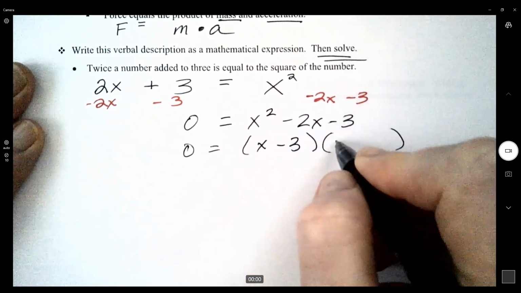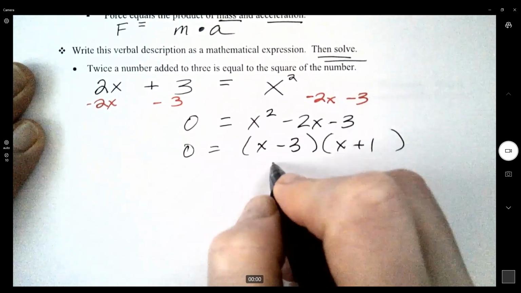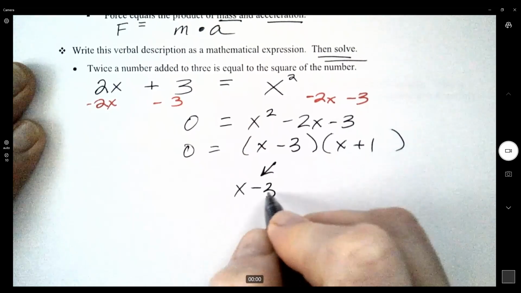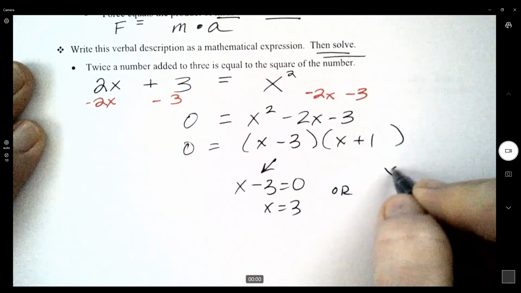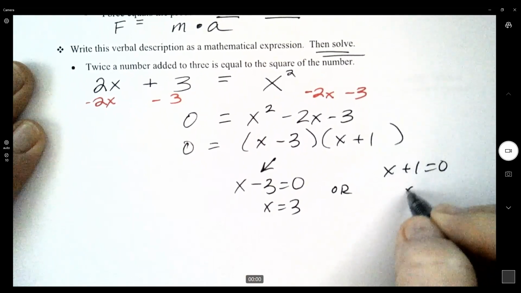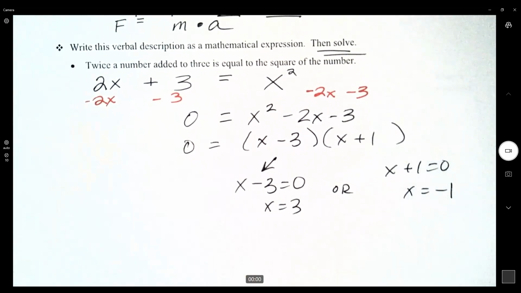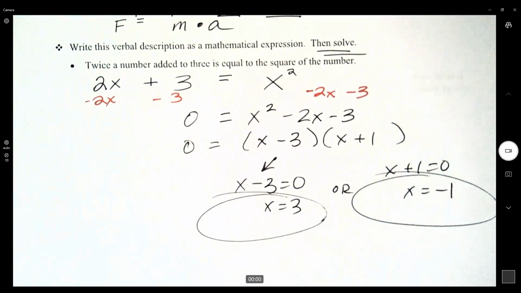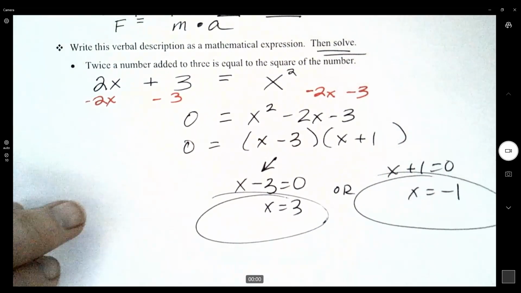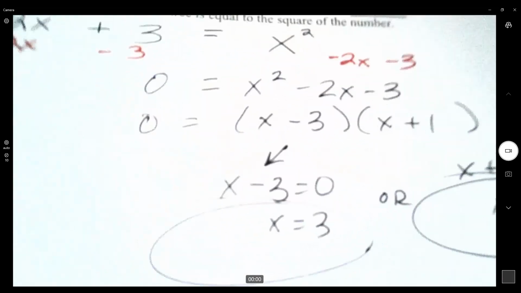This is x minus 3, x plus 1. So that means x could be 3, or x could be negative 1. So there are two answers to this problem. Moving on to the next page, we're going to do some more word problems.